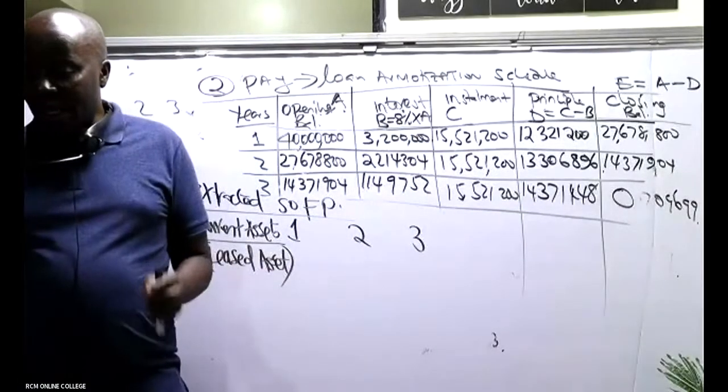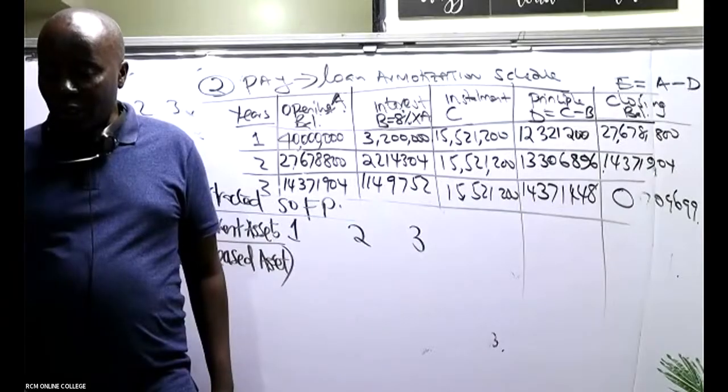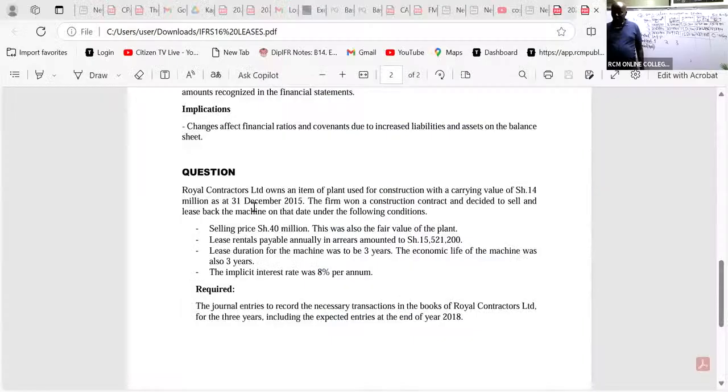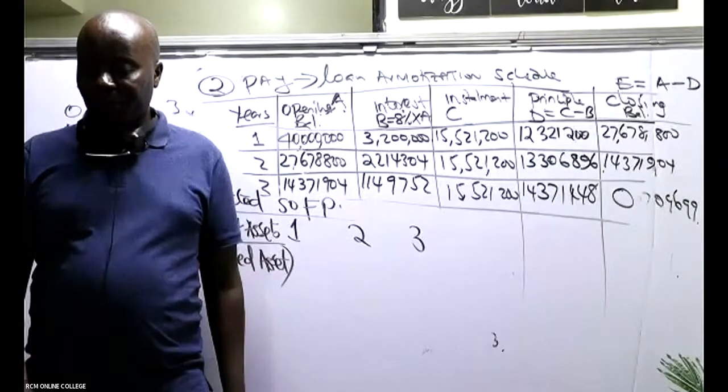Oh, someone is asking a question up there: where did that gain on disposal come from? Thank you very much, Irene, for jumping in. So remember, we were told that this thing was sold for 40 million, and yet it had a carrying amount of 14. Look at that gain. So 40 minus 14, which gave us 26.